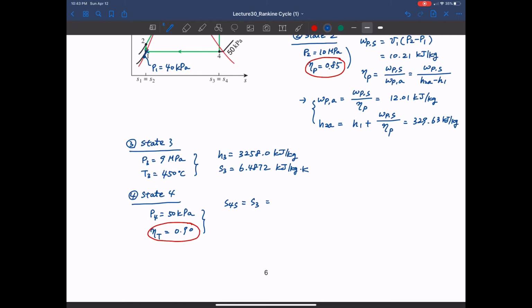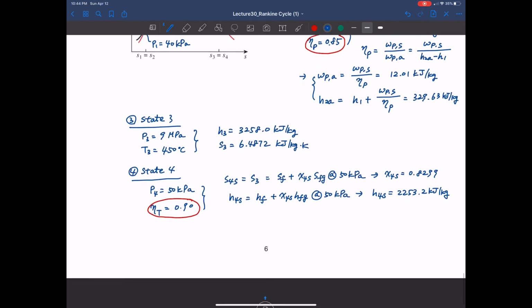Okay, so we can calculate the quality by using the same equation as we wrote down before. But I'm going to use 4S to emphasize that that is really the reversible process, and Sfg at 50 kilopascal. So from this equation, we can calculate x4S, that is 0.8299. So h4S can be calculated as this equation, right? Then still at 50 kilopascal, we can find those hf value and hfg value, and from this equation we can calculate h4S, which is 23.2 kilojoule per kilogram, right?